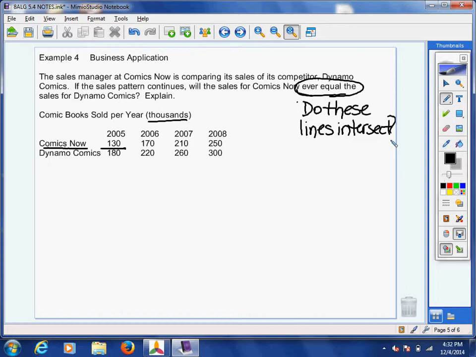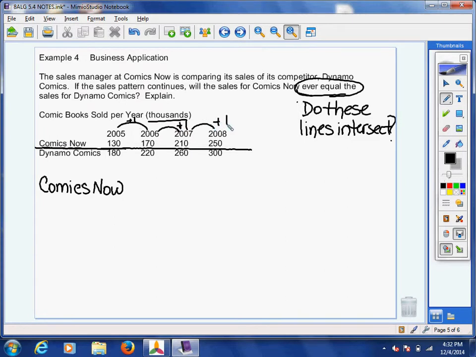So first thing we need to do is take a look at, I'm going to divide the table up a little bit. Comics Now. We need to come up with an equation. As you may recall, this is a while ago, but notice how the years are going up by one, 2005 to 2006. Do you see that pattern? We're going up each year, so we're going consecutive years.